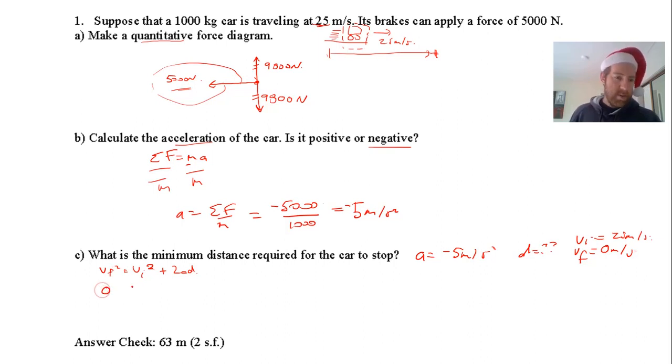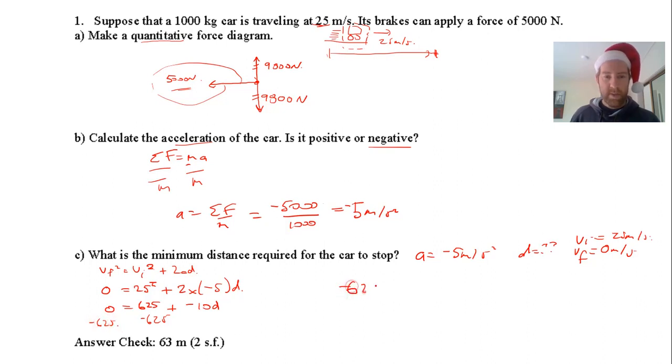So the final velocity is going to be 0, squared is 0, equals initial velocity squared, 25 squared, plus 2 times -5 times d. So 0 equals 25 squared is, if I did that on my calculator, I'm not going to, but I think it's 625, plus -10 times d. So that's what 2 times -5 is. I'm going to minus 625 on both sides. Then I get minus 625 equals minus 10d. And then I'm going to divide by minus 10. And that gives me 62.5 equals d. And the answer is 63 to 2 significant figures. Cool.